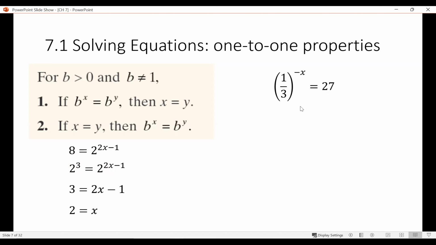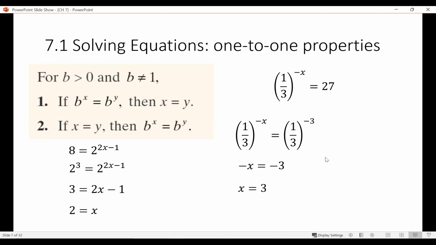Let's do the second example. 1/3 to the negative x equals 27. So what we need to do here, we can approach this in a couple of ways. Directly, we want to rewrite 27 as 1/3 to some power. Well, 27 is the same thing as 1/3 to the negative third power. Once we rewrite like that, we can equate the negative x to the negative 3, and we get that x is 3. You might ask, how am I supposed to know that 27 is the same thing as 1/3 to the negative 3? You might not understand that.